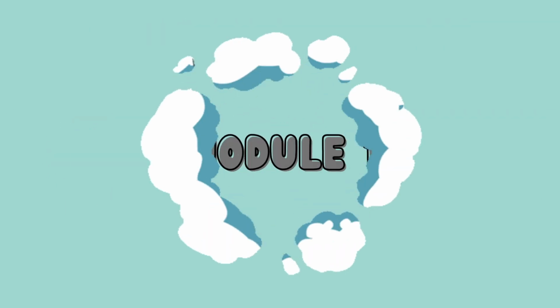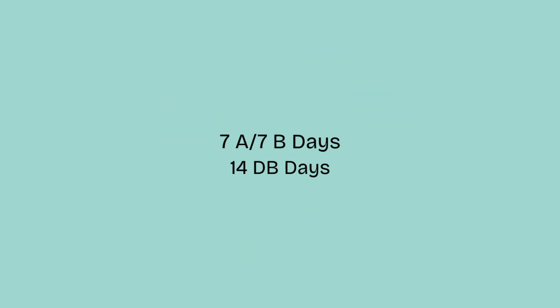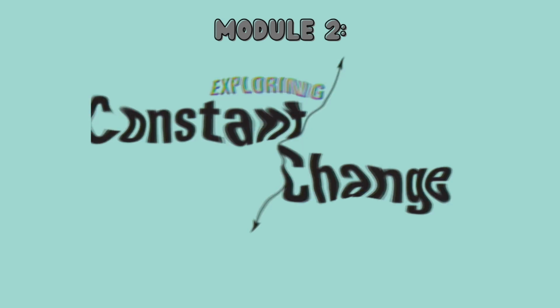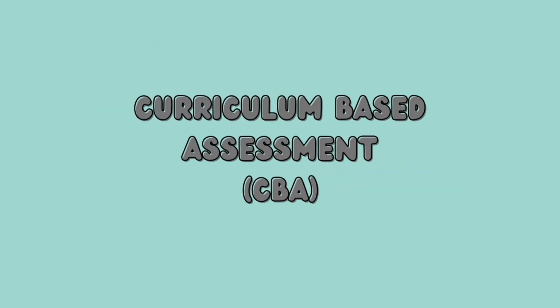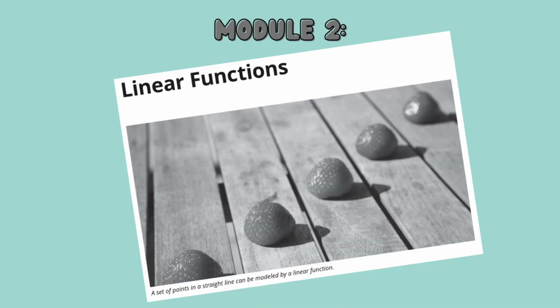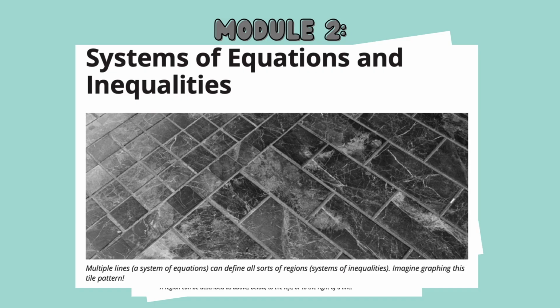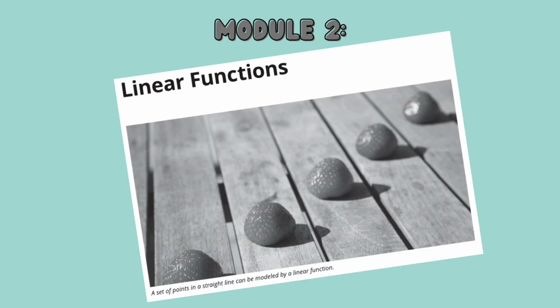Once you complete Module 1, you should have about 2 weeks left of the 9 weeks. This is where we will begin Module 2, Exploring Constant Change. Then you will complete the CBA for the first 9 weeks. Module 2 consists of 3 topics: linear functions, linear equations and inequalities, and systems of equations and inequalities. In this 9 weeks, we will only focus on the first topic, the first couple of lessons.